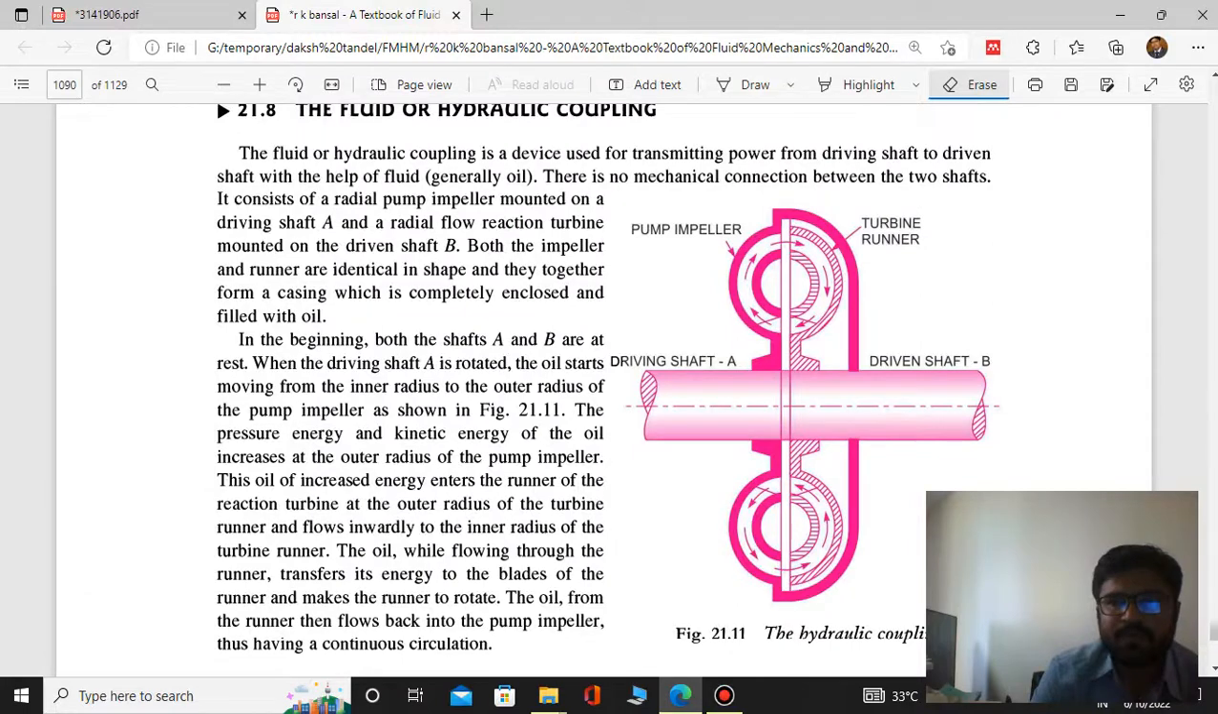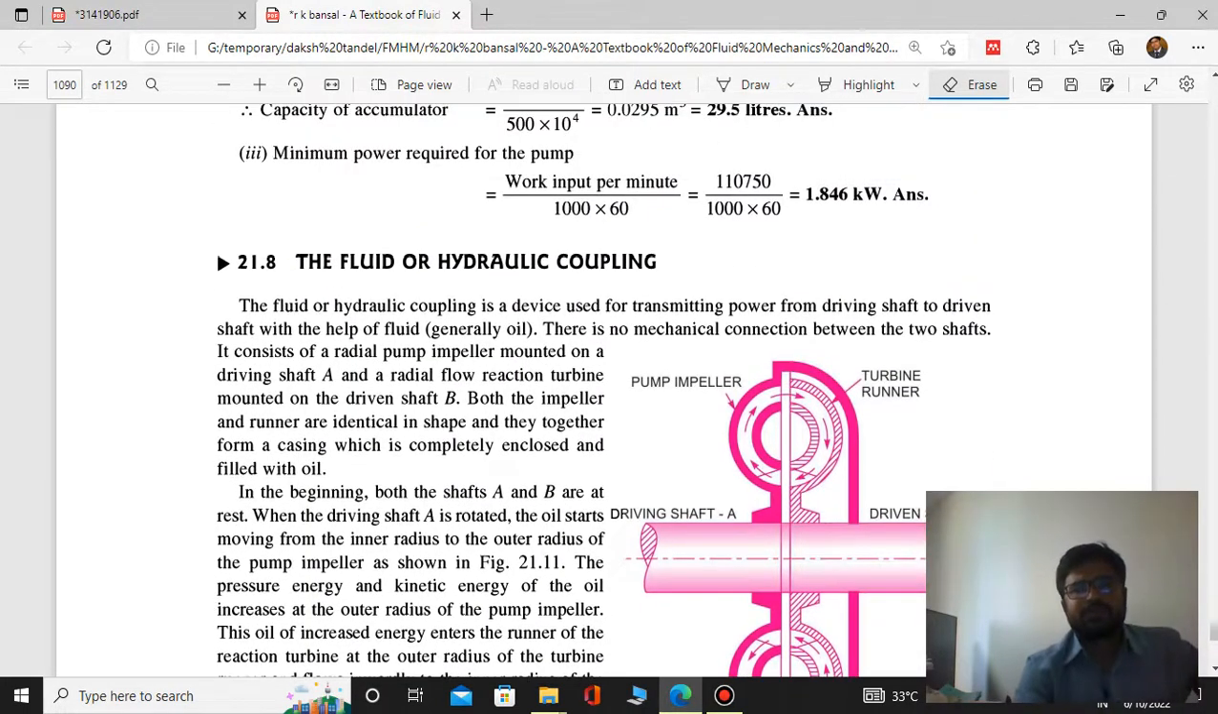So now fluid coupling. We know what is the function of a coupling. Suppose here we have one shaft, the inlet shaft, and here we have one outlet shaft.